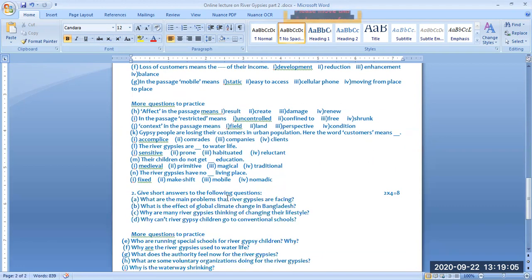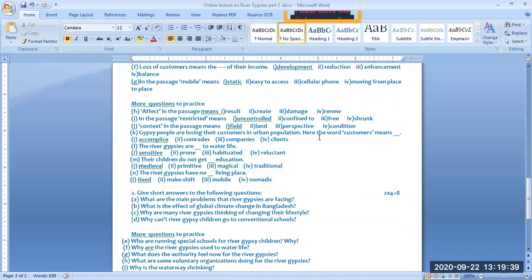Okay, there are some extra questions here. Effect in the passage means result, create, damage, or renew. The correct answer should be damage. In contextual meaning, damage is the correct option here. Restricted means uncontrolled, confined to, free, shrunk. Restricted, confined to, that is the correct synonym here. Restricted, that means limited, confined to.